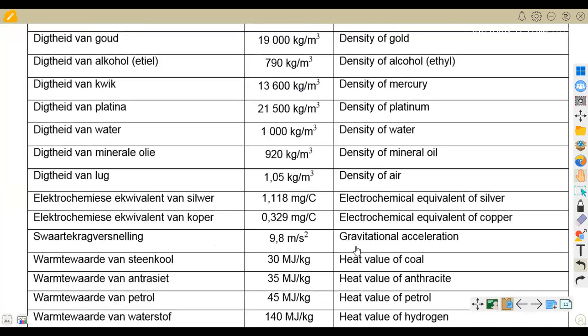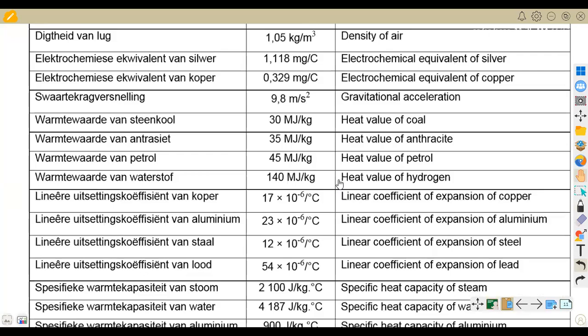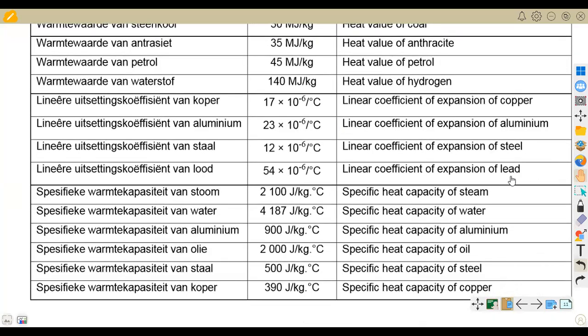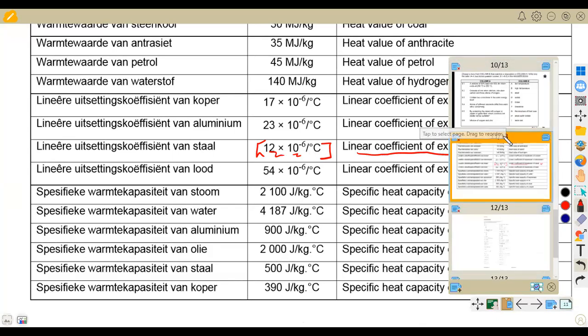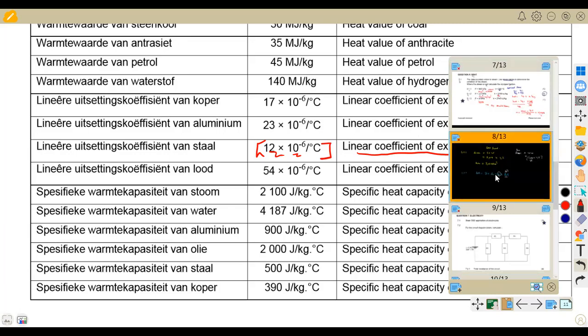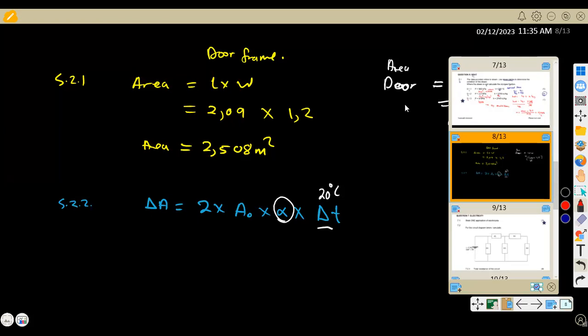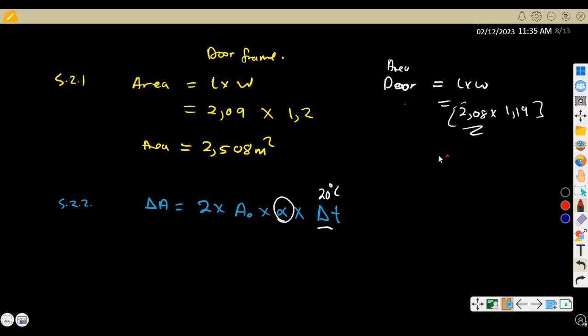All right, so we have steel here, the linear coefficient of steel. The linear coefficient of steel, which is alpha, is 12 times 10 to the exponent of minus 6. So we're going to use 12 times 10 to the exponent of minus 6. That's the value for alpha. We are going to substitute that in place of alpha. So alpha is equivalent to 12 times 10 to the exponent of minus 6, per degree Celsius.